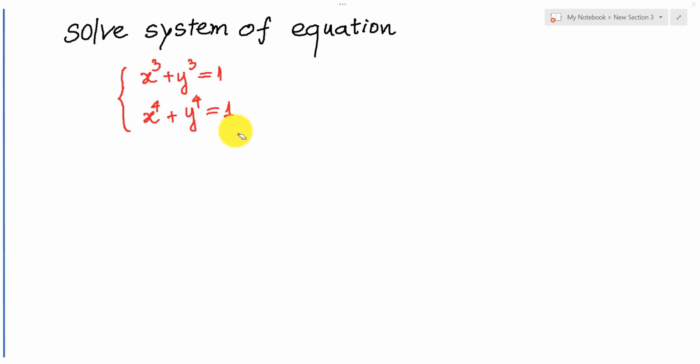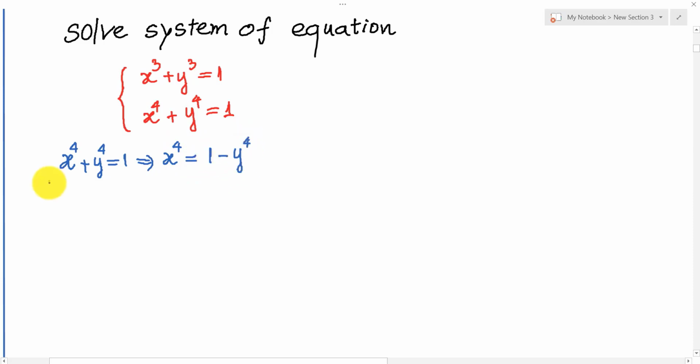And now we go to the solution together. From the equation x^4 + y^4 = 1, I get x^4 = 1 - y^4. But y^4 is bigger than or equal to 0, so we get x^4 is smaller than or equal to 1.